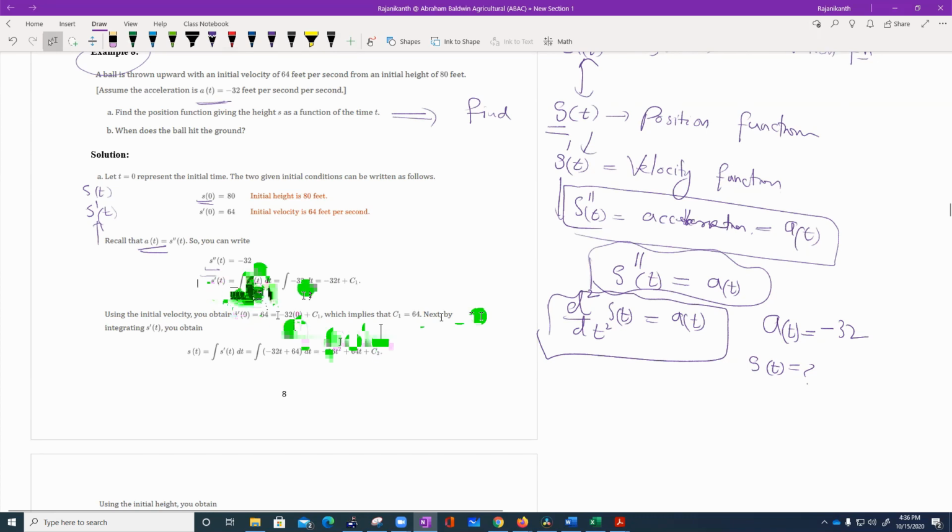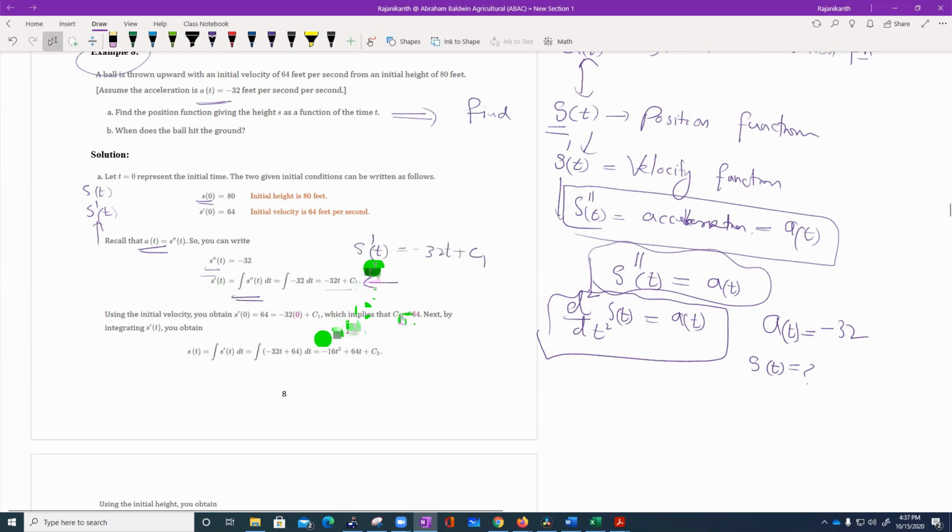Now we know s double prime is negative 32 because s double prime is acceleration, which is negative 32. So now simply you need to find the antiderivative of negative 32. We know that is negative 32 constant times t. Okay. Then we add one arbitrary constant, right? So this step says what? This step says s prime(t) is equal to this.